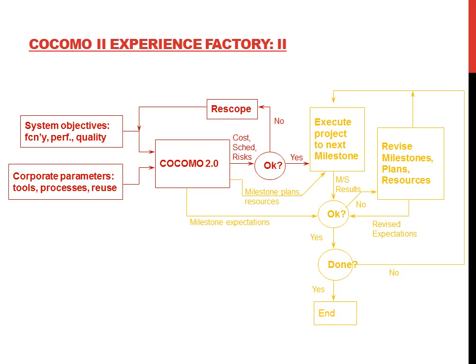if the milestone is not reached, if it is no, then we have to revise the milestones, plan again, and take the resources again. After the expectations are revised, if it is okay, it again goes to done, and then the process will be done. So this is the architecture of the COCOMO 2 experience factory.